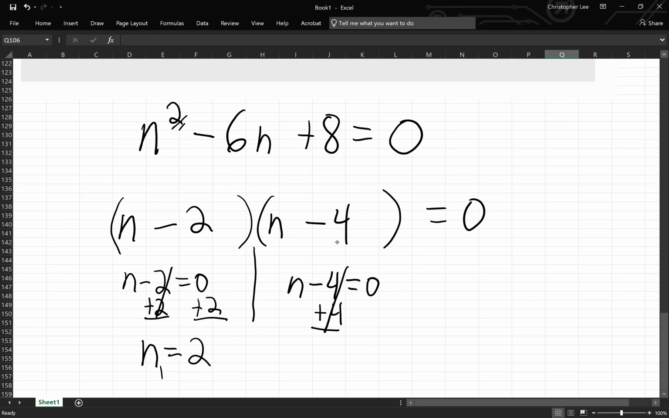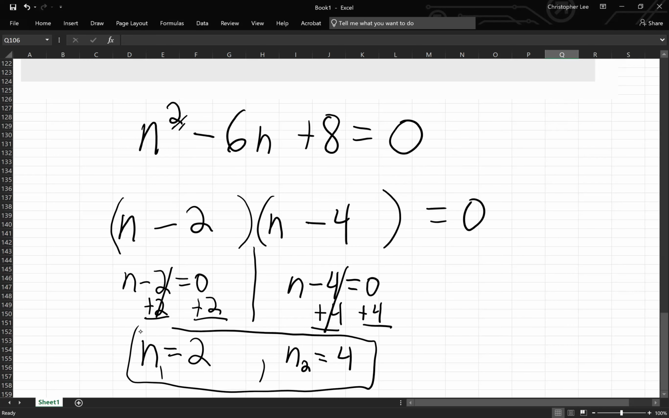In the second one, I'm going to add 4 over here. And what I do to one side of the equation, I have to do to the other side of the equation, right? And why do I add 4? Because I'm trying to eliminate a negative 4. So this is going to be what? n2 is equal to positive 4. These are my answers. If this was web work, you would do something like 2 comma 4 to enter your answer.